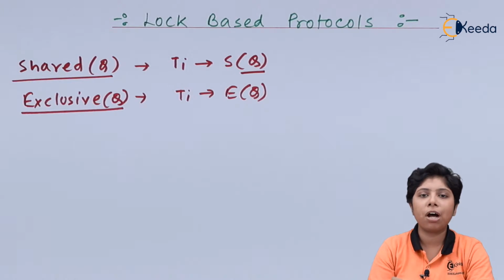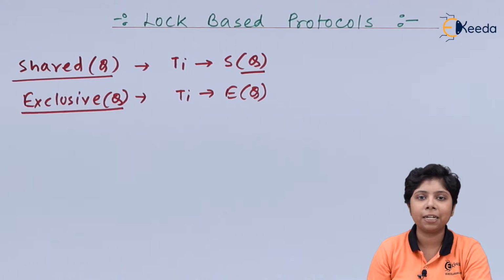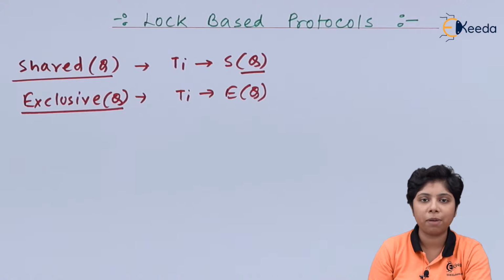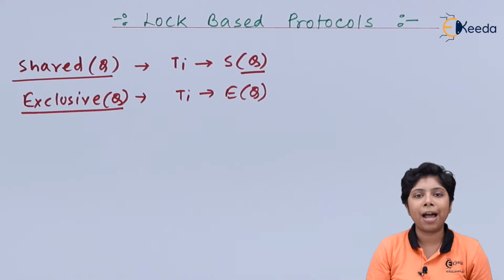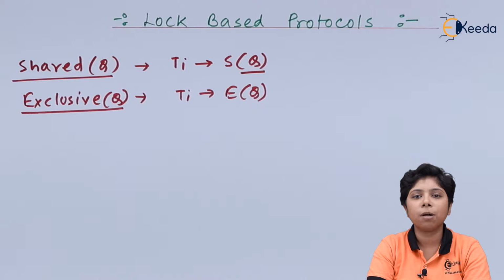Now, after the unlock Q has been granted by the concurrency control manager, the item cannot be accessed anymore by that particular transaction, so it has to acquire another lock on that data item later. Now we have to talk about compatibility.